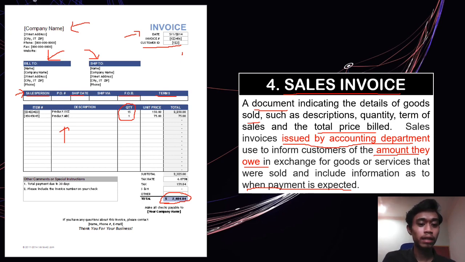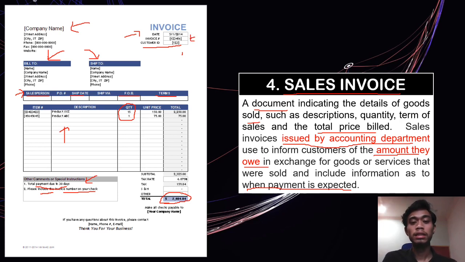Right, this is the special instruction, what you call terms and conditions. For example, the company gives total payment due in 30 days, which means in 30 days the customer must pay the company. It says please include invoice number on your check. Maksudnya if the customer wants to pay by check, they must include the invoice number here, so that dia tahu mana untuk check balik.